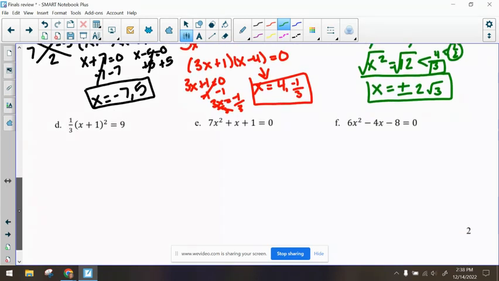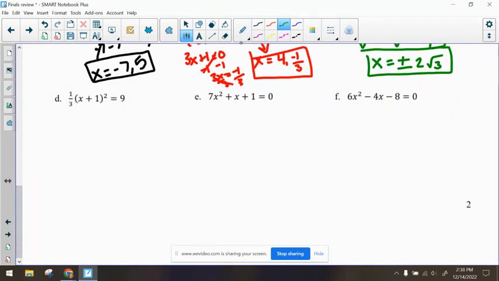Question D is very similar because we have those parentheses that are squared. So if we have parentheses squared, our job is more or less the same. We're trying to isolate that, get that part by itself, then we can square root both sides. To clear out this fraction, I'm going to multiply by 3 on both sides so that we're left with x plus 1 squared equals 27.